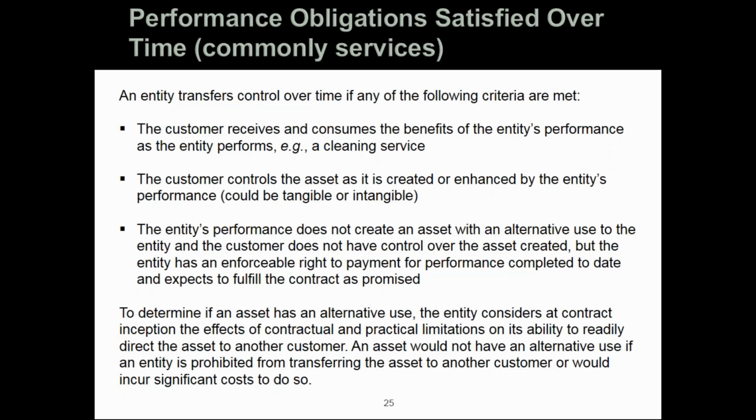Or the third possibility is the entity's performance does not create an asset with an alternative use to the entity. And the customer, although they don't have control, they do have an enforceable right to payment for performance completed to date, and we expect to fulfill the contract as promised. So when we're thinking about alternative uses, this may come into play if you're developing very complex or specific machinery that's built to order. If you're developing a product that is built to spec, and because of the degree of specialization, it really doesn't have an alternative use.